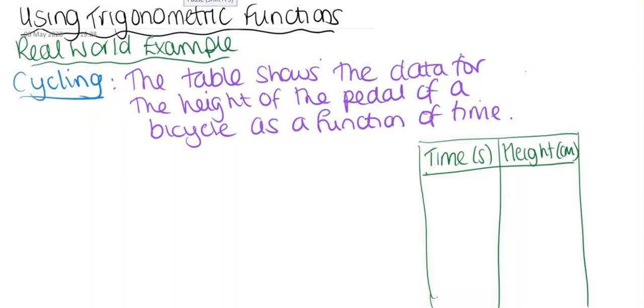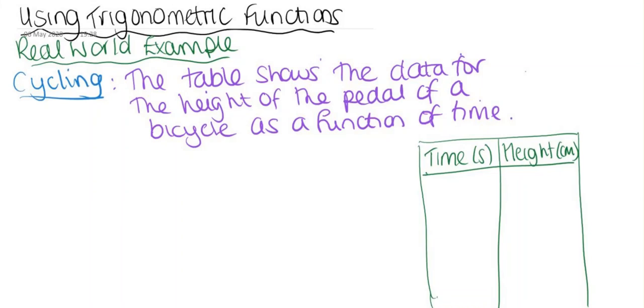So continuing with the circle and periodic functions, 11.6. We're using the properties of the periodic functions to evaluate trigonometric functions, and we're looking at a real-world example. So we have one here on page 785. It says cycling. So refer to the beginning of the lesson.